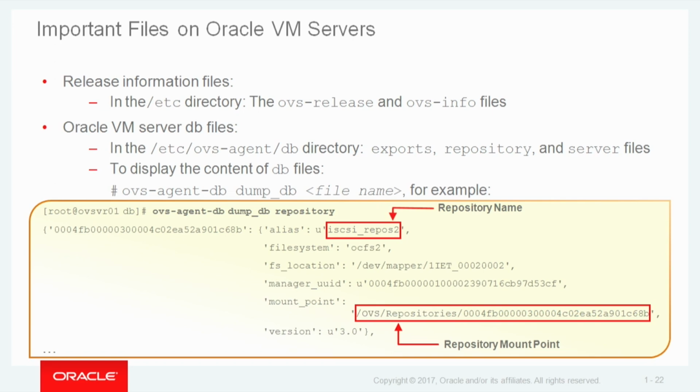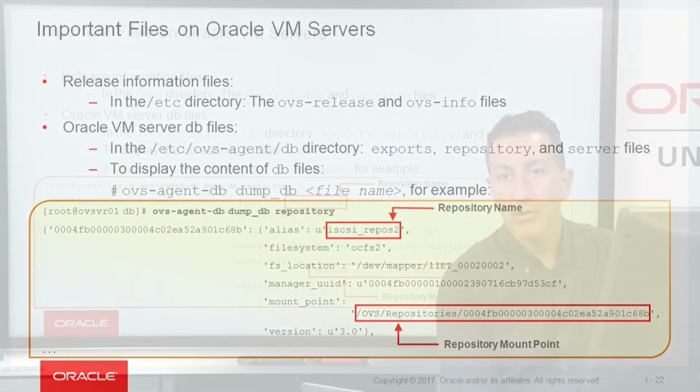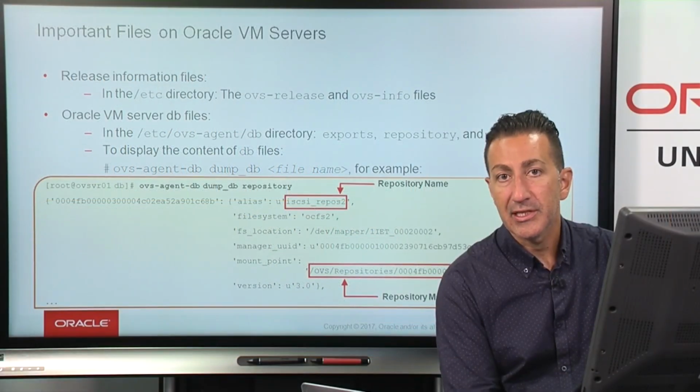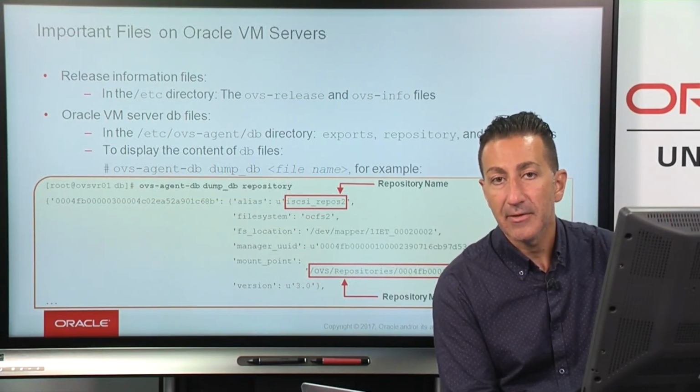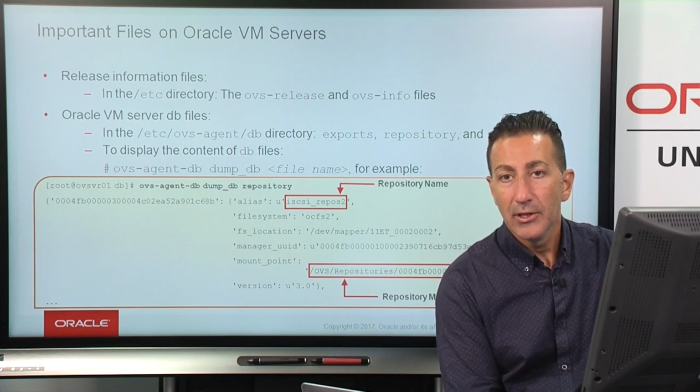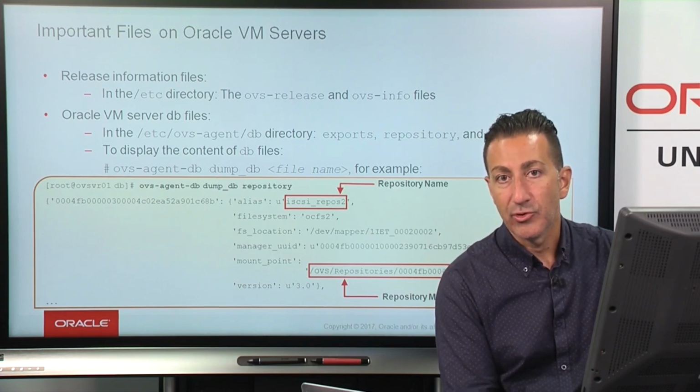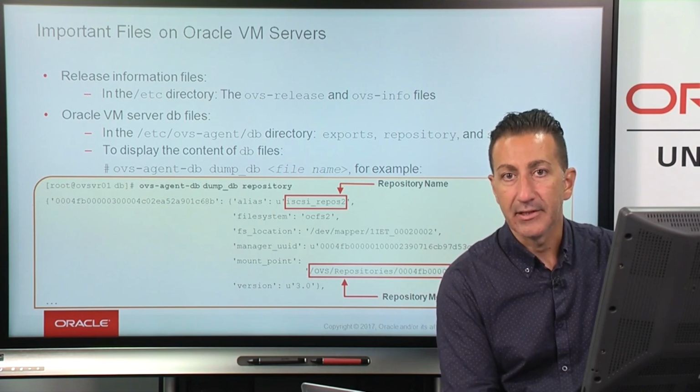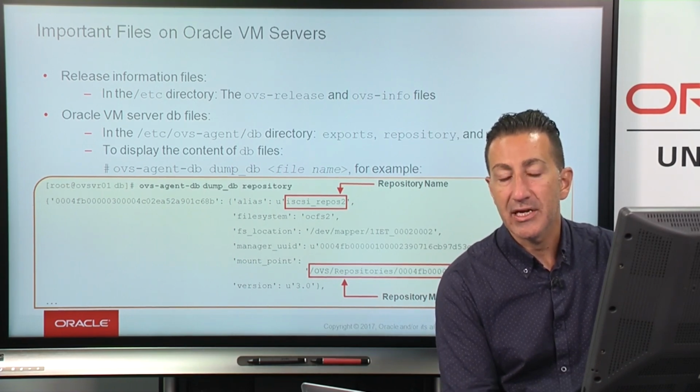Well, the export file is where you store all the different NFS mount points that you have created. In the repository file, you store information about all the different repositories that are available to this server. And in the server file, you have information about, for example, the virtual machines that are at this moment associated with this server.